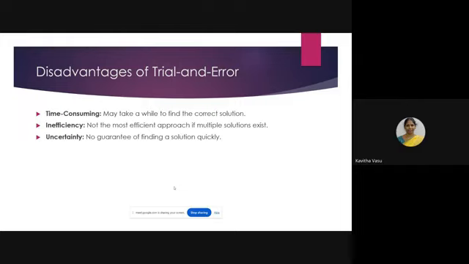Uncertainty means there is no guarantee that a solution will be found quickly or even at all. The process may involve uncertainty, where the outcome is not predictable or reliable, making it difficult to determine when or if the desired result will be achieved.